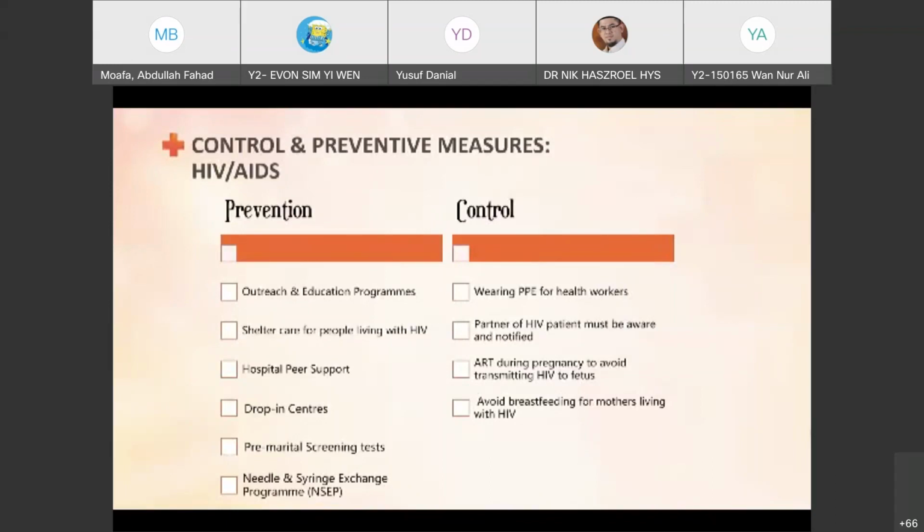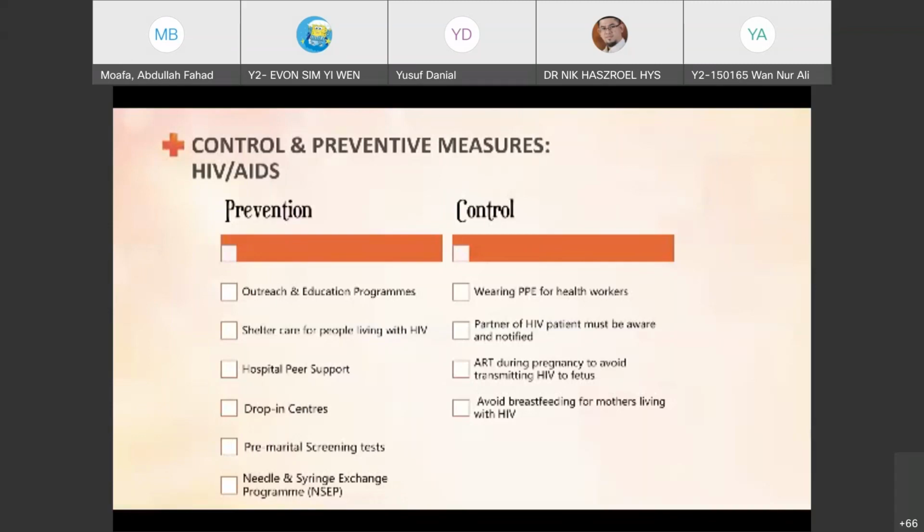Then we also have hospital peer support for the prevention, where a trained team works in hospitals to help provide services and to support the person living with HIV and help in daily work at the hospital associated with the PLHIV, and this peer support also implements a home visit program.